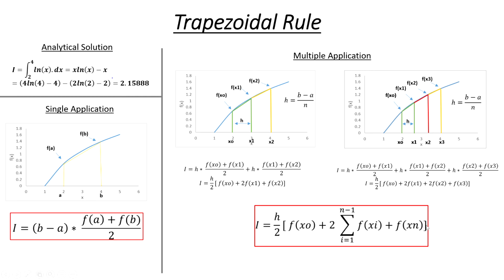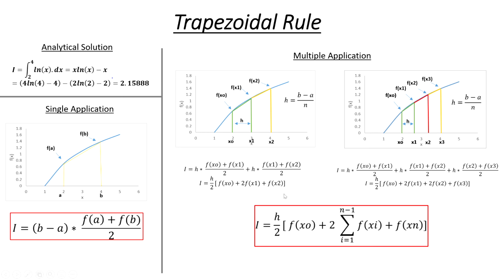So let's actually see how this works in terms of this generalized equation. This equation is made up of h, which is the width of each of the trapezoids. f of x0 is our function at the lower limit. f of xn is the function at the upper limit. And this term here is going to take care of the middle terms that we have here.